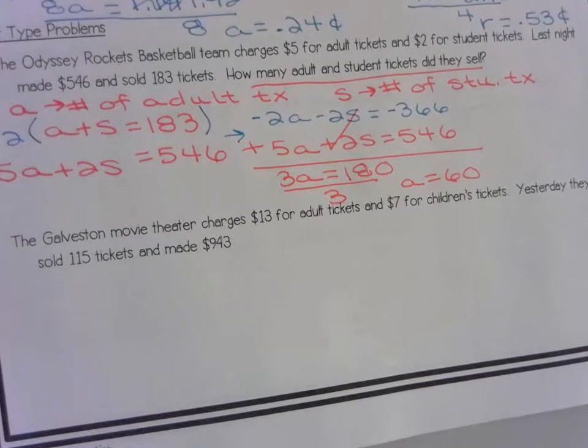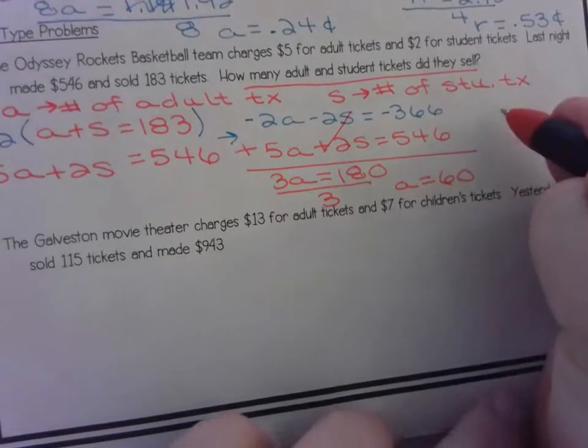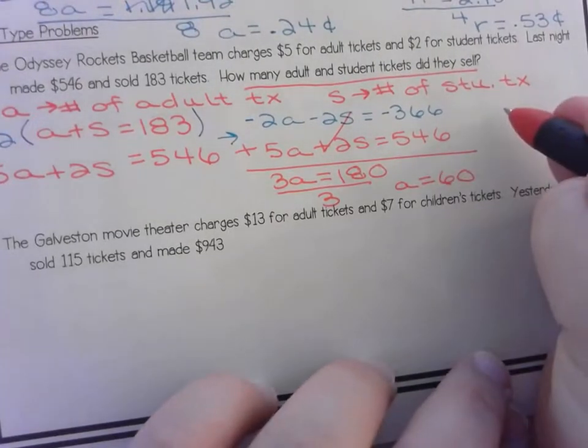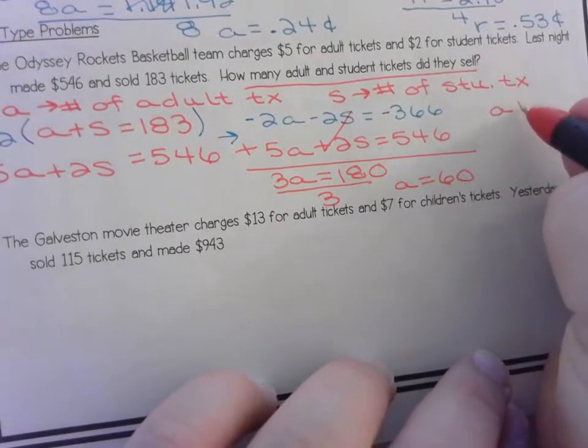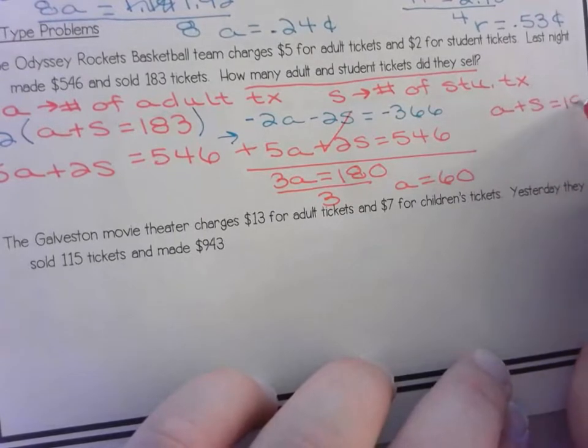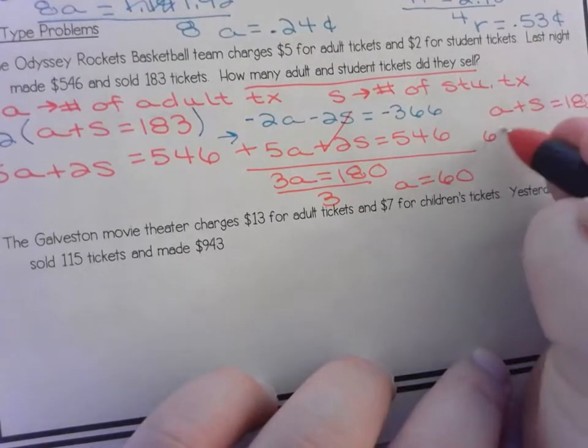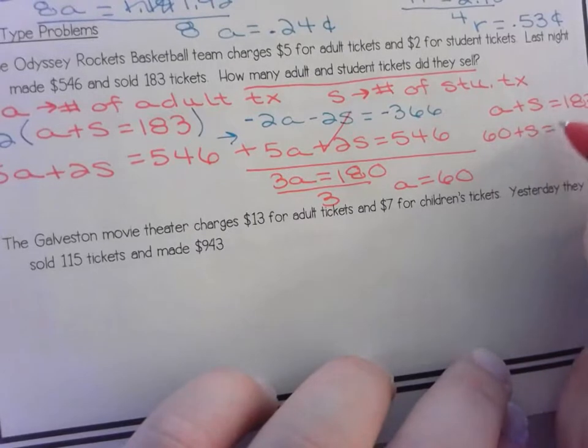Now, how do I find the number of student tickets? Plug it in. Which would be the easiest equation? A plus S equals 183. A is 60, so I plug 60 where A is. Either equation would work. That would be easiest.